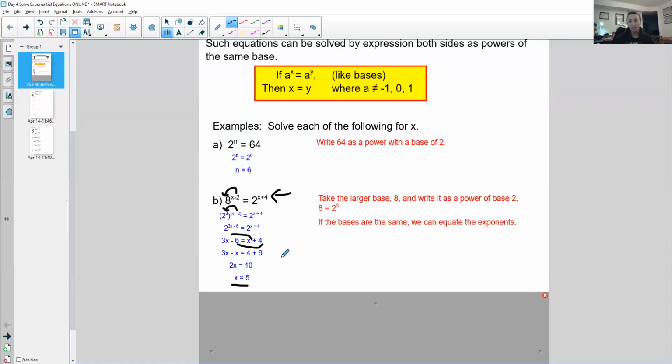If you ever wanted to check your work, take your exponent and plug it into this side, plug it into the right side, and you should see that your left side is equal to your right side. So it is possible that you can check your work.